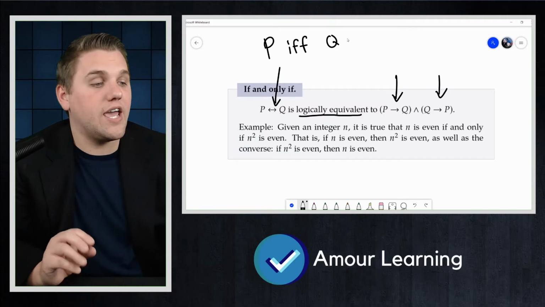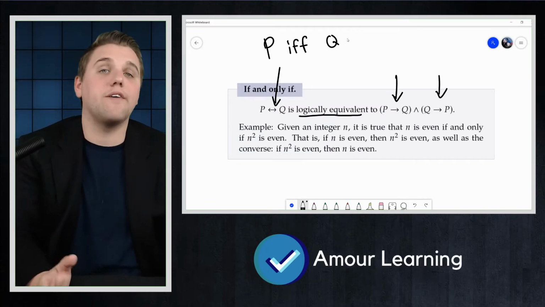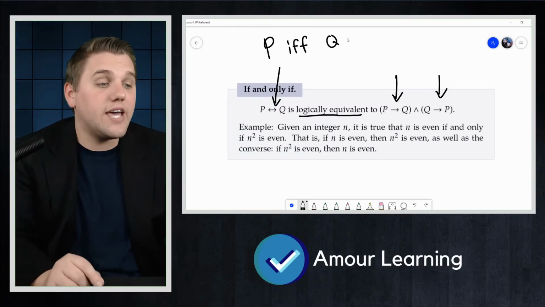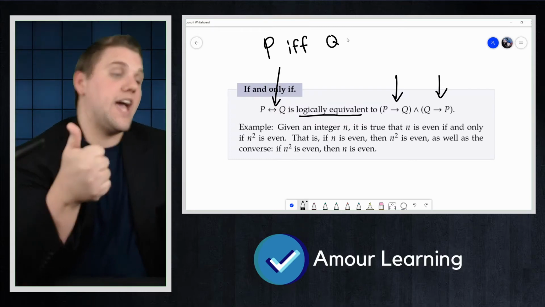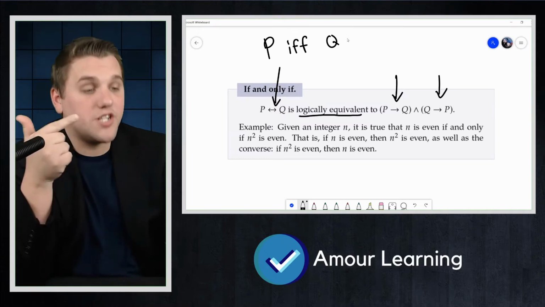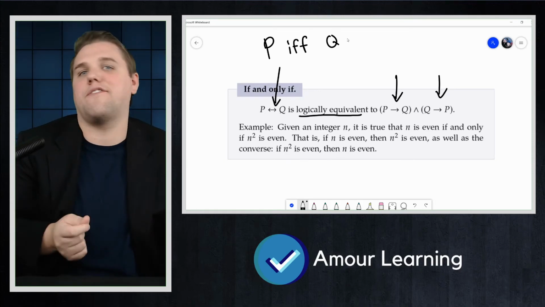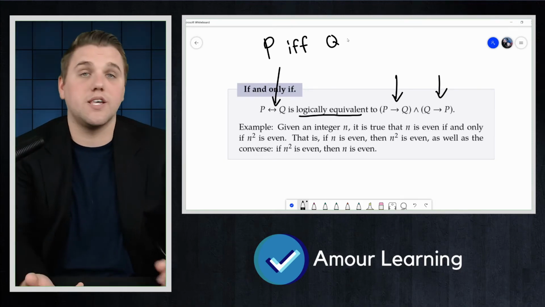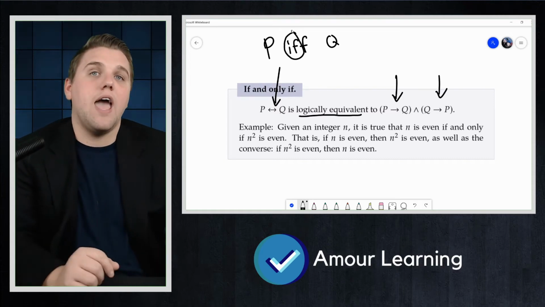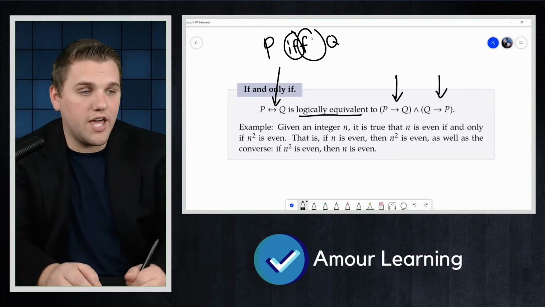So here's an example. Given an integer n, it is true that n is even if and only if n squared is even. That is, if n is even, then n squared is even, as well as the converse. If n squared is even, then n is even. You can think of if and only if statements as having two parts. An implication involving the if part, and its converse, the only if part.